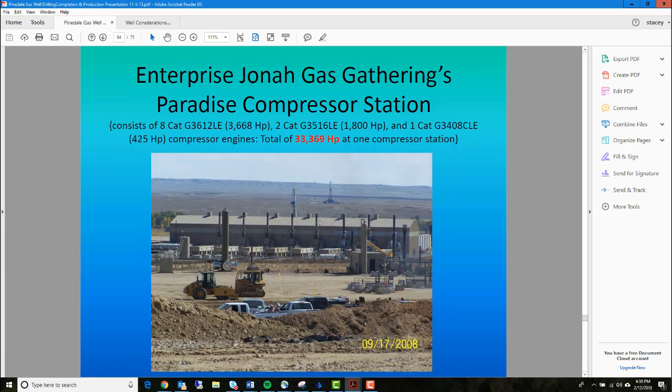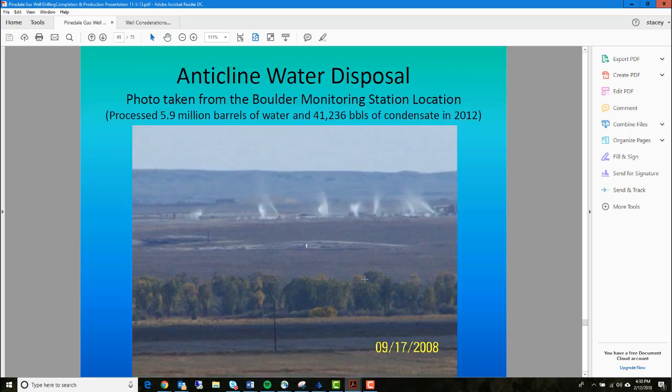And here they're showing some compression stations. This is a 33,000 horsepower compression. So they're compressing all these gases together, putting them in what's called a main trunk line, and shipping it down to Denver, shipping it to Salt Lake, shipping it to San Francisco, big cities that need natural gas to fuel the consumer. What do they do with the water?